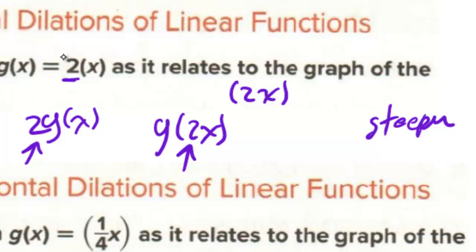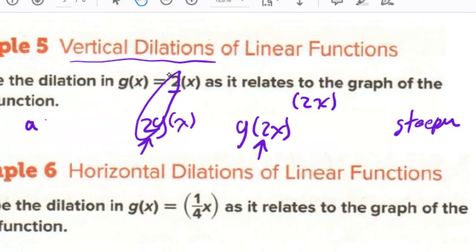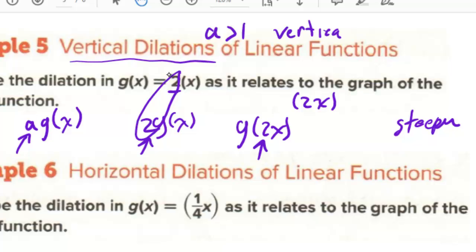So if we look at it on a graph, it's going to look like it's exactly the same calculation or the same transformation. The only difference is when it's on the outside like this, we call it a vertical dilation. And remember this is a times g of x. Anytime the a value is bigger than 1, we call it a vertical stretch. And if a is bigger than 0 but less than 1, in other words, some sort of decimal or fractional value, then we call it a vertical compress.